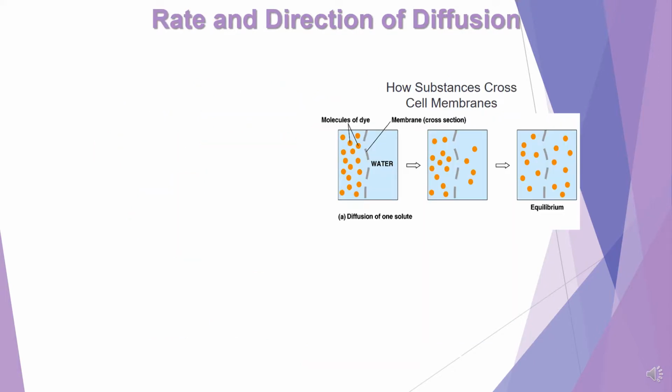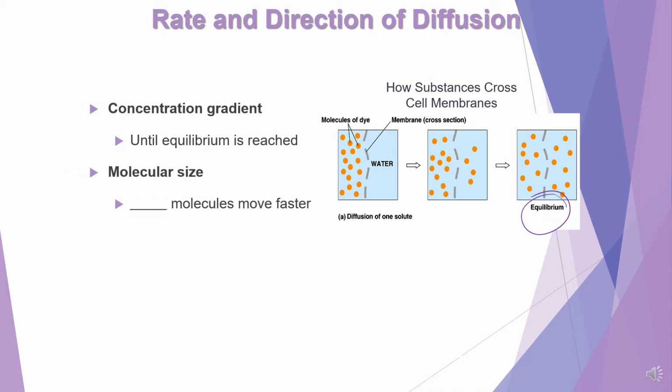Let's talk about the rate and direction of diffusion. There are a few things that can determine the rate and direction of diffusion. Remember, the direction is always high to low, and we're trying to reach equilibrium here. That's going to be our concentration gradient. The size of the molecules is going to determine how fast they can diffuse.